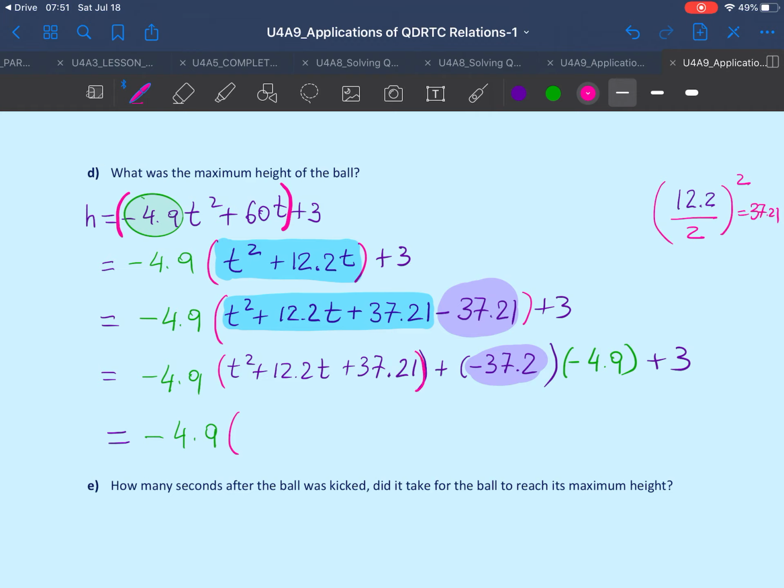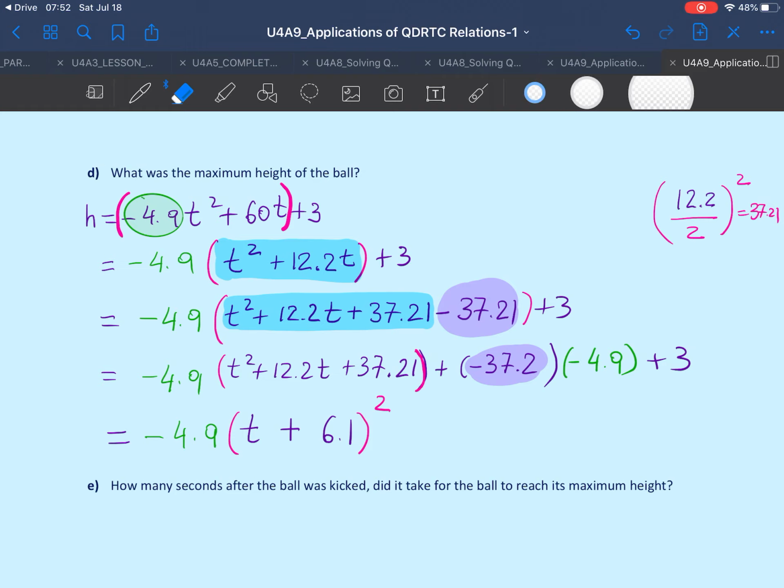Now in brackets, we have this perfect square trinomial. Guess what? We're going to write this in factored form. And we know how to do the factored form of it. So t squared, square root of it, that's t. And the last term, or second term in the binomial, will be the square root of this number in here, which is 6.1. And in the middle here, we're going to put the sign of the middle term, which is plus in this case. It's minus in this case.